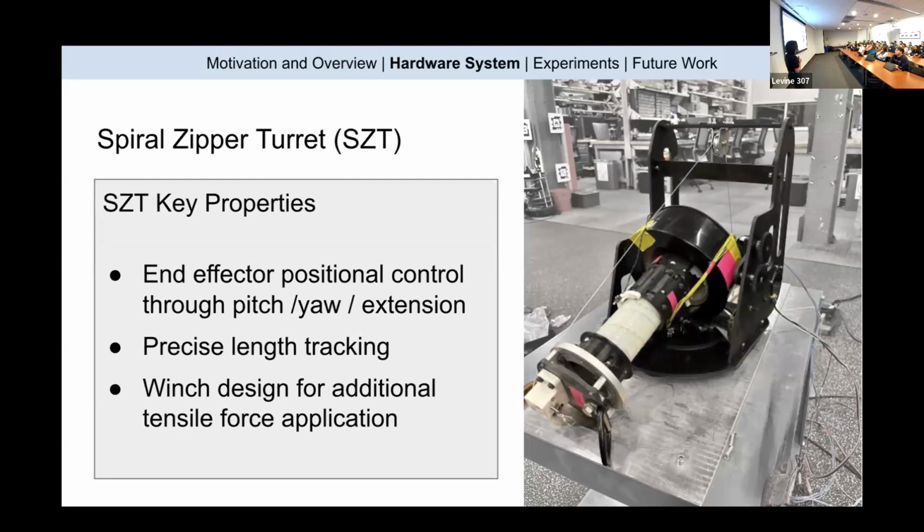Essentially when it's inside the frame, we have gained the ability to also have end effector positional control through extension, pitch control, and then yaw control. And then with a couple other added sensors and electronics, we get precise length tracking, and the winch design will also allow for additional tensile forces applied to the end effector, so it helps us to do those push-pull maneuvers and gives it a little bit more strength as it's doing all of that.